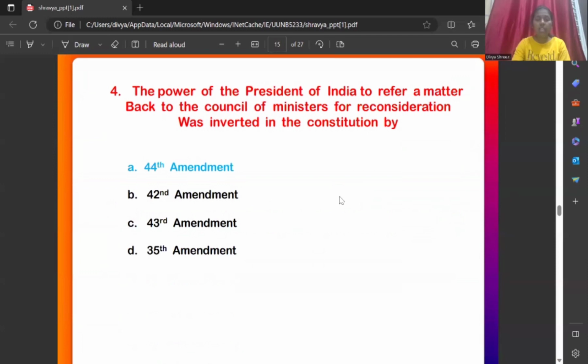And the fourth question is, the power of the President of India to refer a matter back to the Council of Ministers for reconsideration was inserted in the Constitution by, the options are: option A is 44th Amendment, option B is 42nd Amendment, option C is 43rd Amendment, and option D is 35th Amendment. The correct answer is option A, that is 44th Amendment.